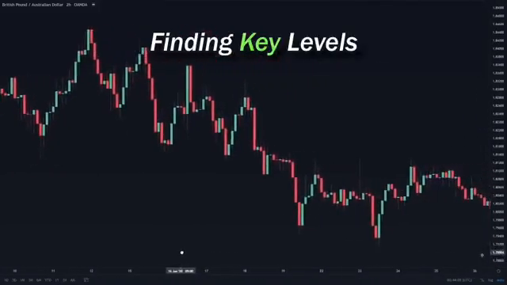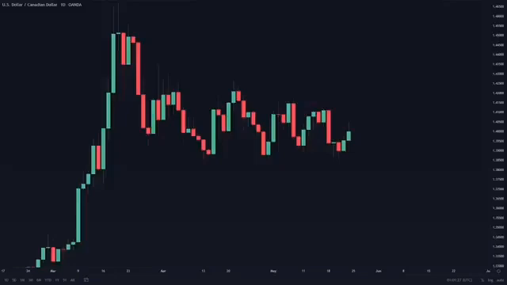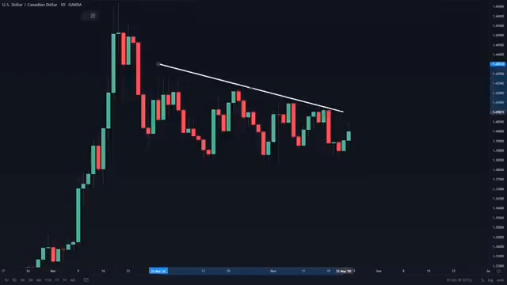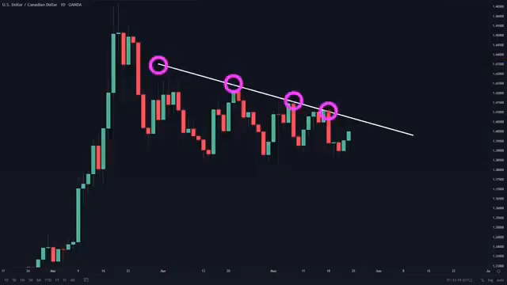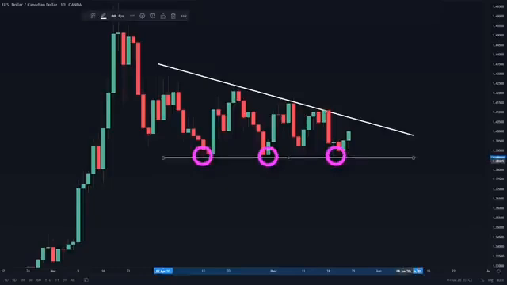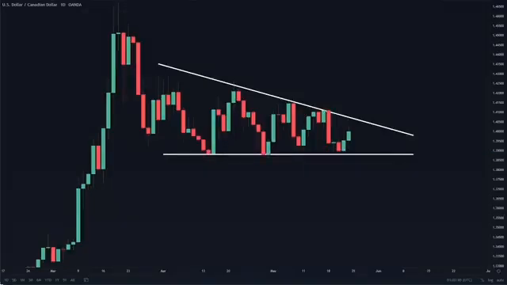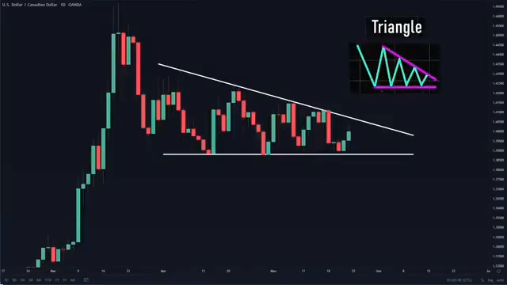Let me give you an example. So here, as we look on top of the charts, we can see that the price is forming lower highs, meaning we can draw a downward trend line above it, because again, there are multiple rejections. Next, as we look below the chart, we saw more rejections, and so we draw a support line below here. Now, if you look closely, we actually just found a triangle pattern, because we have the same key levels, a downward trend line and a support line.